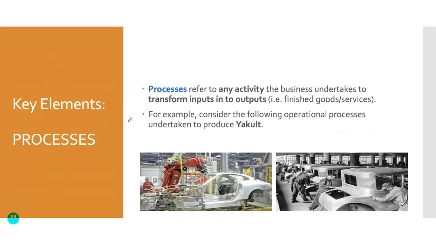We then move into processes, and I want us to think of processes as any activity the business undertakes to transform these inputs into the output. So in our chocolate example, and we're going to look at Yakult in a second, it's about anything that a business does to turn the inputs into the outputs, which is the finished good or service, chocolate in our example. Now, these processes can be quite complicated, and even a product that we think would be quite simple often has lots of activities to ultimately turn the input into an output.